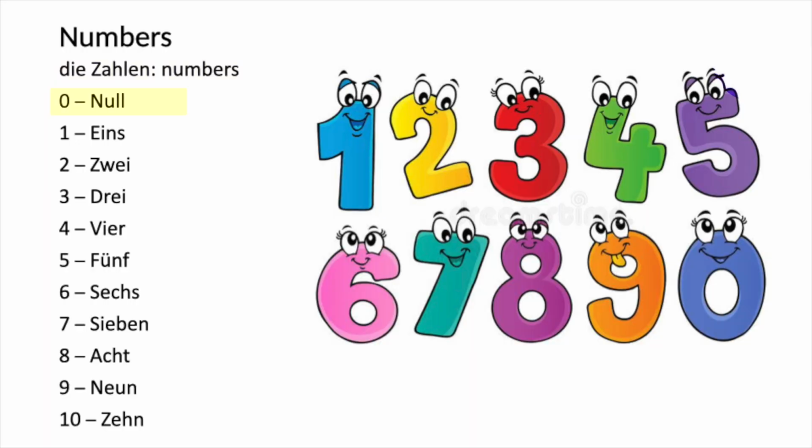Null is 0. Eins is 1. Zwei is 2. Drei is 3. Vier is 4. Fünf is 5. Sechs is 6. I want to mention that this is sechs with a Z sound, not sex with an S sound.